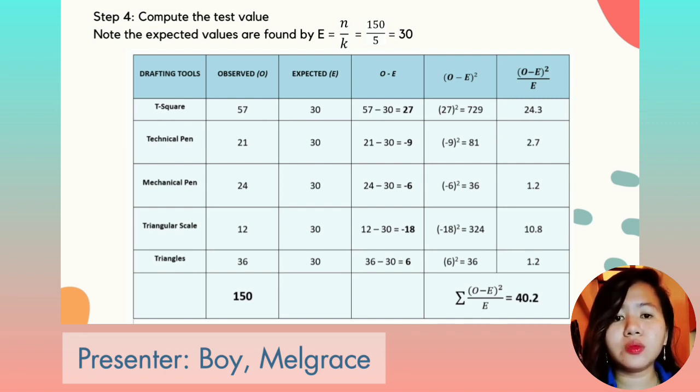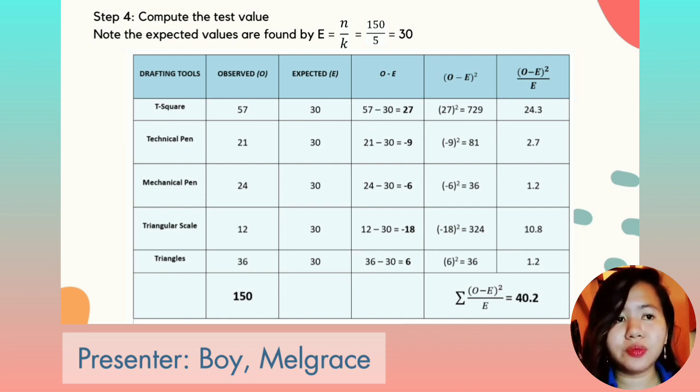For the fifth column, square the difference of observed and expected. For the T-square, 27 squared equals 729. Technical pen, negative 9 squared equals 81. Mechanical pen, negative 6 squared equals 36. Triangular scale, negative 18 squared equals 324. Triangles, 6 squared equals 36.